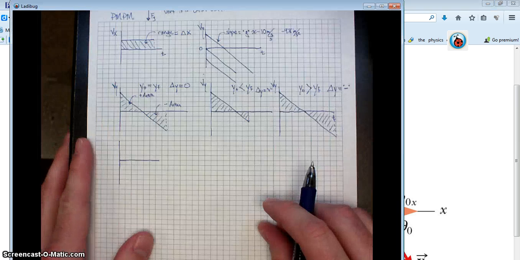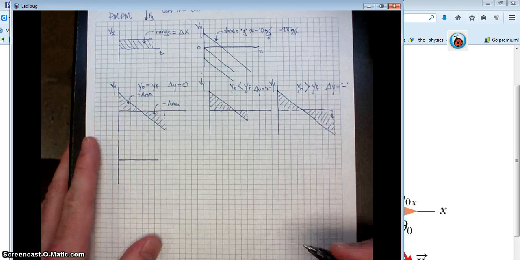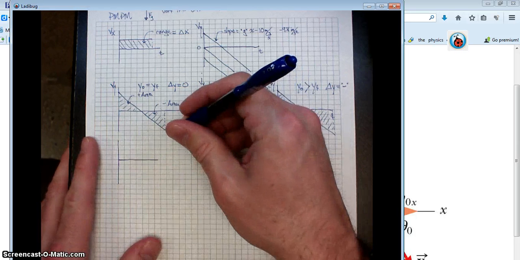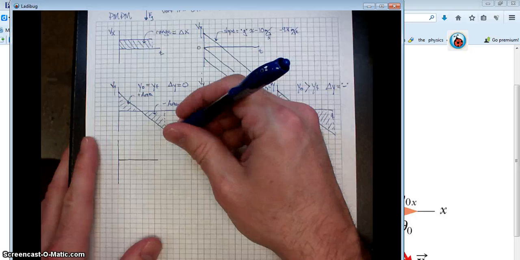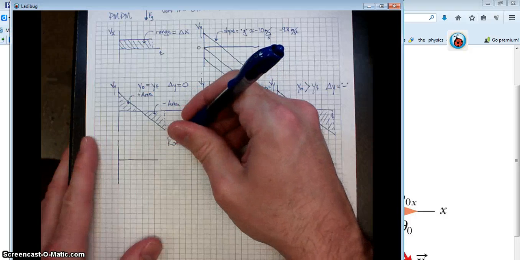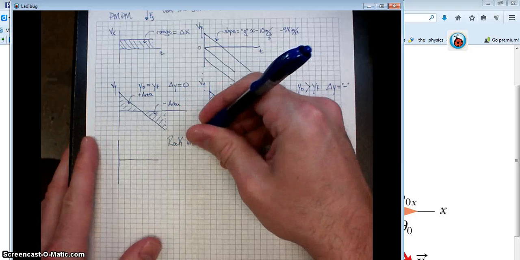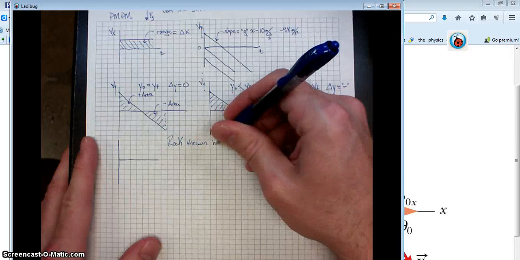So let's look at some applications to some sort of generic problems. Something kind of common would be to say we have a rock thrown horizontally.